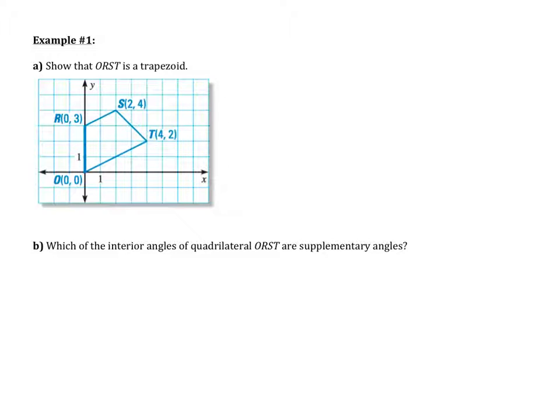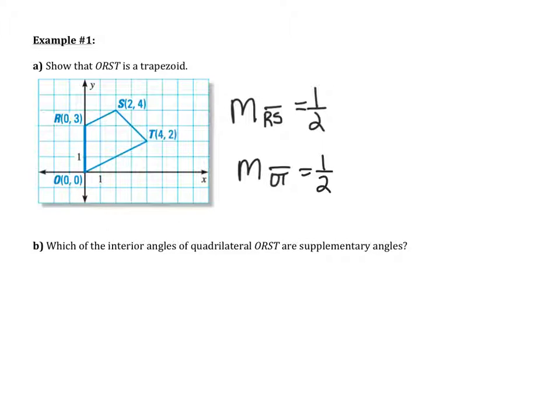Part A says show that ORST is a trapezoid. So looking at the diagram, it appears as though RS and OT are the two sides that are parallel. So in order to prove that RS and OT are parallel, let's just find the slope. Since we're given the picture, we can just use rise over run. So the slope, m, of segment RS would be, I'm going to start at R, count up 1 and over 2, so the slope would be 1/2. And then the slope, m, of OT, I'm going to start at O and count up 1 and over 2, so again, the slope is 1/2.